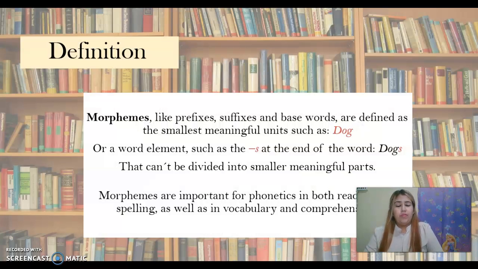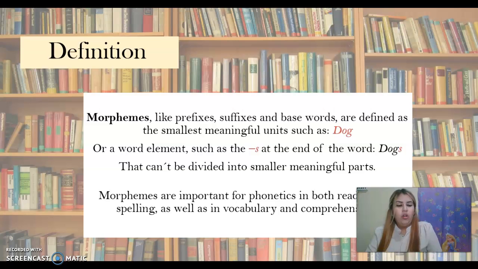Morphemes, like prefixes, suffixes, and base words, are defined as the smallest meaningful units, such as dog, for example, or an element such as the letter S at the end of the word dog. Then now we have dogs in plural, okay? That cannot be divided into smaller meaningful parts. And morphemes are important for phonics in both reading and spelling, as well as in vocabulary and comprehension, okay? Basically, this is the definition of morphemes.